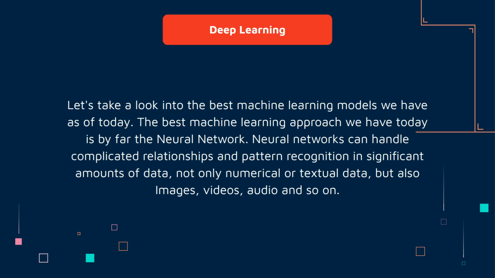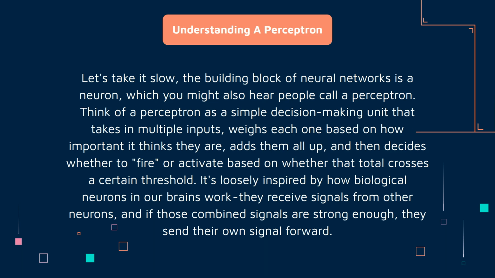And that's where deep learning comes into play with neural networks. With this, we can process not only textual data or numeric data, but also images, videos, audios, and so on. So it can handle significantly bigger data sets, and data sets in multiple dimensions, right? So let's take a look at understanding how neural networks work. Let's take it slow. Let's back up a bit and try to understand how a neural network works.